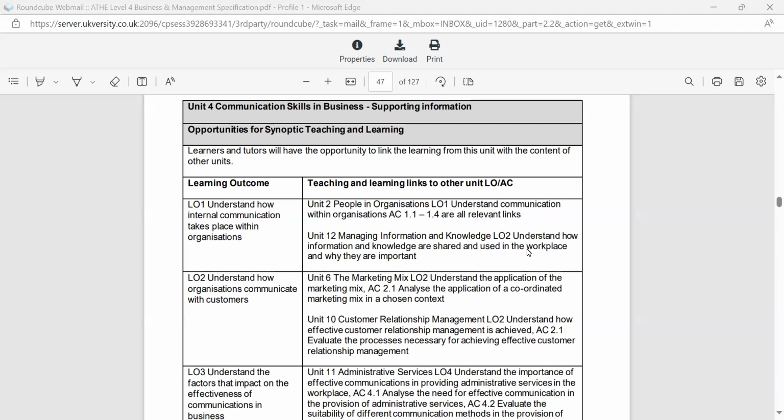Hi everyone, my name is Shazia Khan, and today's unit that we'll be doing is Unit 4, which is communication skills in a business.